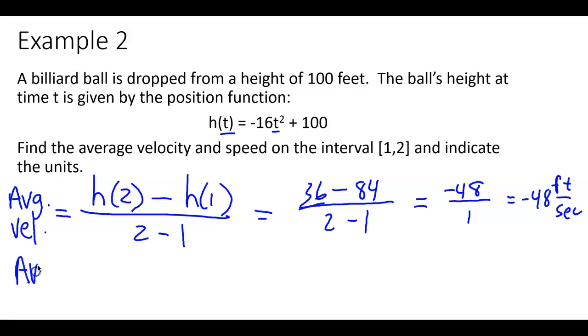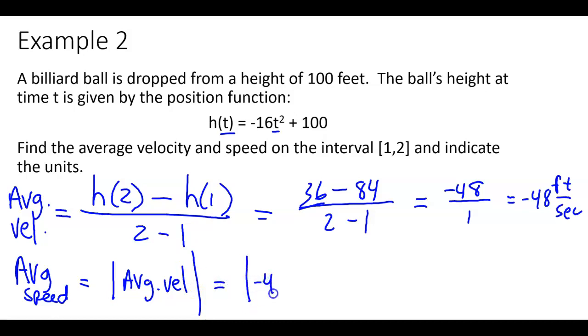What's the average speed? That's gotta be 48. The average speed is equal to the absolute value of the average velocity, so that would be the absolute value of 48, which is just 48. In other words, the negative on that velocity tells me that the ball is moving which way? It's moving downwards. But if we just take the absolute value of it, that's just the speed. Speed is strictly absolute.